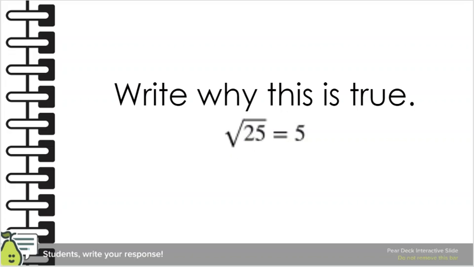Why is this true? Why does the square root of 25 equal 5? Well, the square root of 25 equals 5 because 5 times 5 gives us 25, which is that same number that's under the radical. So when we're doing radicals, we're looking for two numbers that multiply together to give us that number, and we want it to be the same number. What number times itself will give us back that original number?